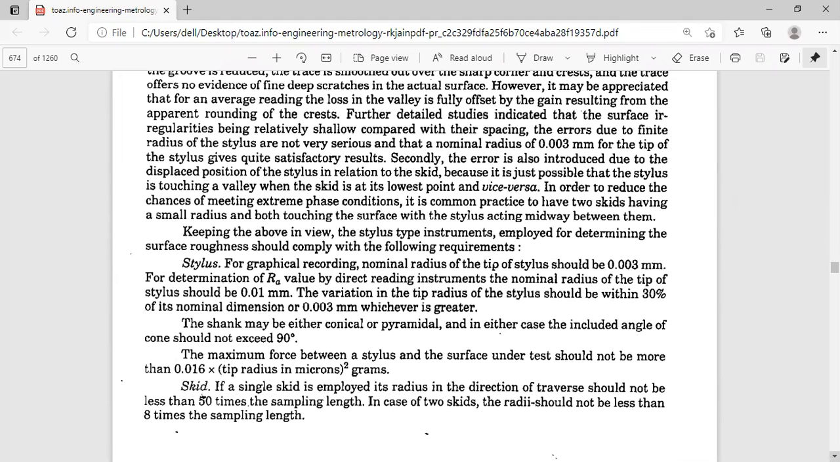So what is the stylus? We are going through the features one by one for short answers. What is the stylus? What is the function of the stylus? It is for graphical recording. Normally the radius of the tip is a minimum of 3 microns, and the maximum, as we have discussed before, may be up to 12 microns. It is used for the determination of the average roughness index, the RA value, and the stylus is the probe in the direct reading instruments.